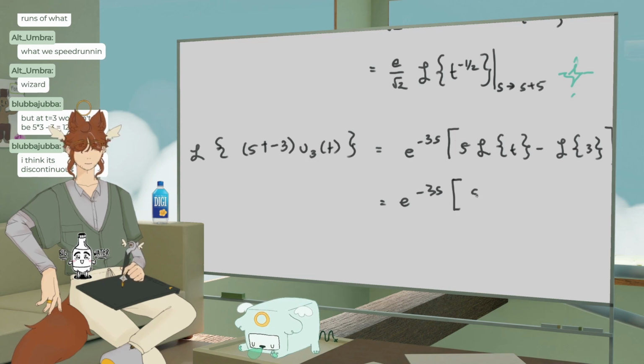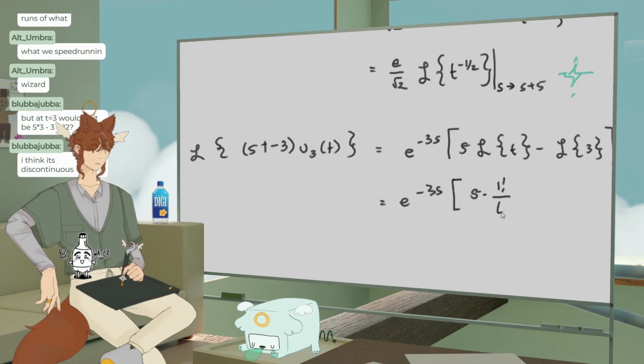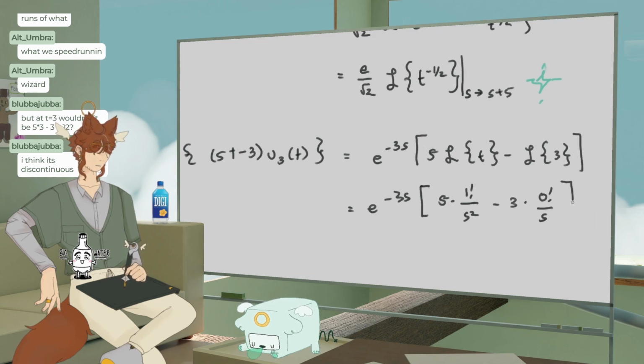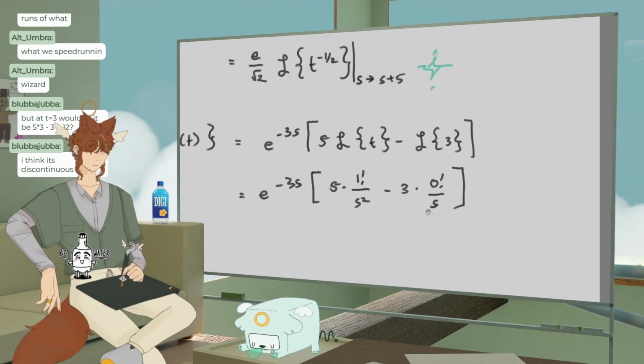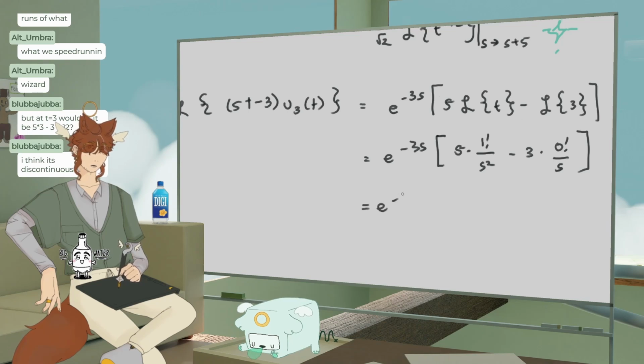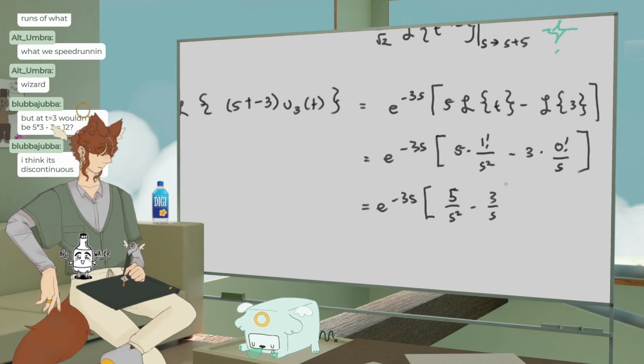5 times 1 factorial over s squared minus 3 times 0 factorial over s. So that'll equal e to the negative 3s times 5 over s squared minus 3 over s. Factor out whatever.